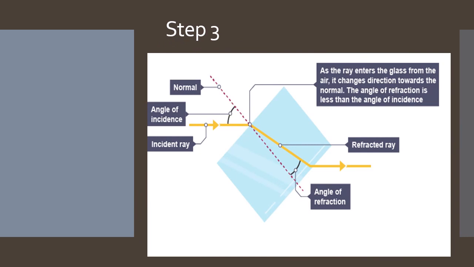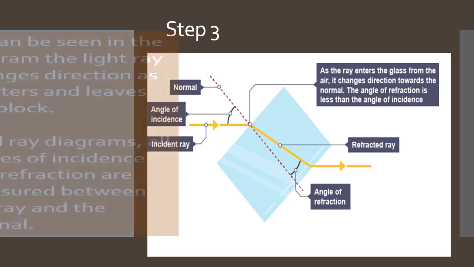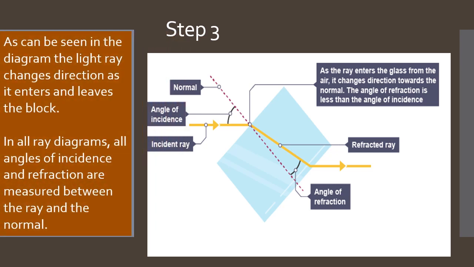Step 3. As the ray enters the glass from the air, it changes direction towards the normal. The angle of refraction is less than the angle of incidence. As can be seen in the diagram, the light ray changes direction as it enters and leaves the block. In all ray diagrams, all angles of incidence and refraction are measured between the ray and the normal.